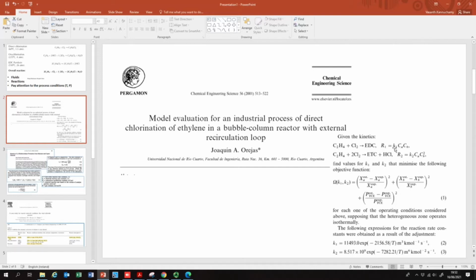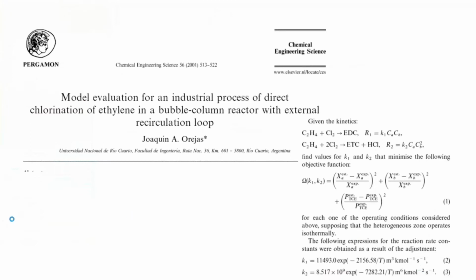The rate expression is given by the kinetic constant multiplied by the concentration of ethylene multiplied by the concentration of chlorine. The rate constant K is equal to 11493 times the exponential of the activation energy divided by T, in meter cube per kilomole per second. This value is the activation energy divided by R. How to write here. So this 21563. Try to write.